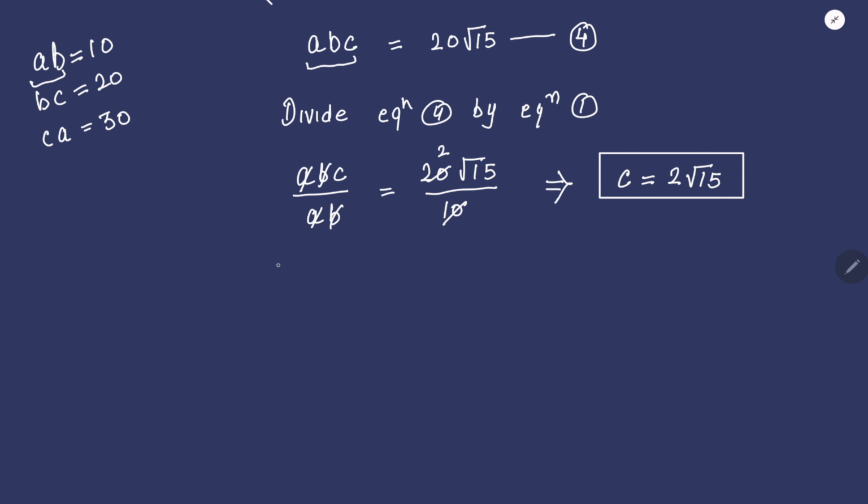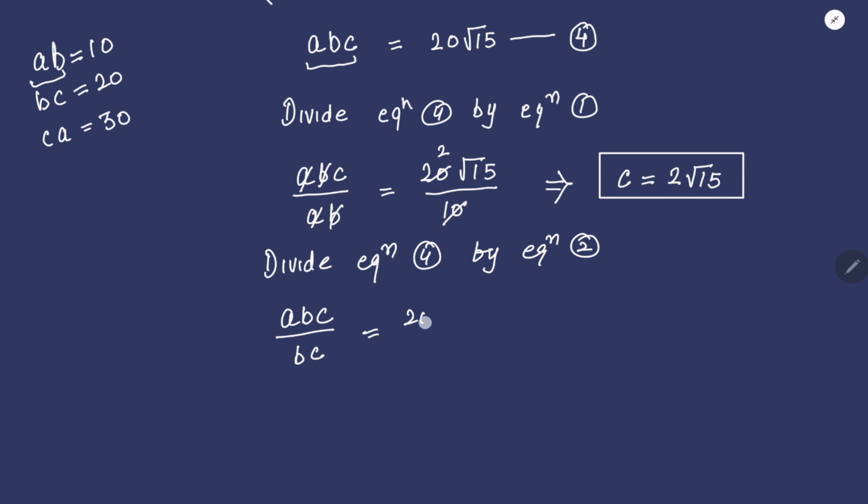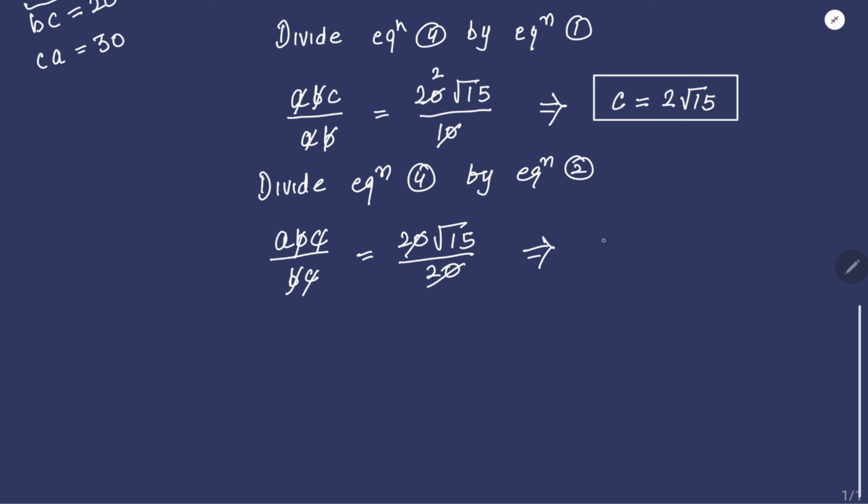After this, what will I do? Divide equation 4 by equation 2 now. Okay, so ABC by BC is equal to 20 root 15 by 20, right? So B and C cancelled out, 20 and 20 cancelled out. What do I get here now? I get A is equal to under root of 15, right? So now I have A and C.